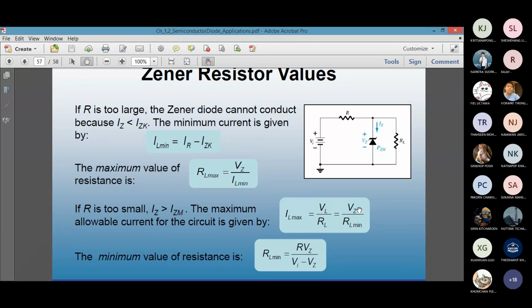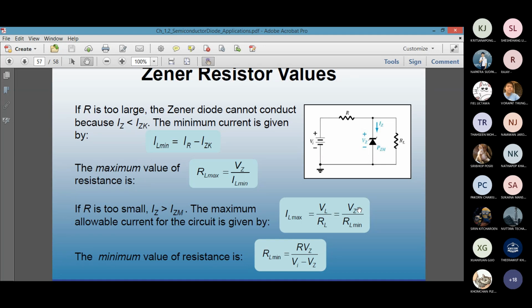There are maximum and minimum values of RL which will keep the Zener on. Maximum RL, you have minimum load current. Minimum RL, you have maximum load current. But when you think about maximum and minimum load current, you also have to be careful about the Zener current rating, because it can handle only a maximum amount of Zener current.